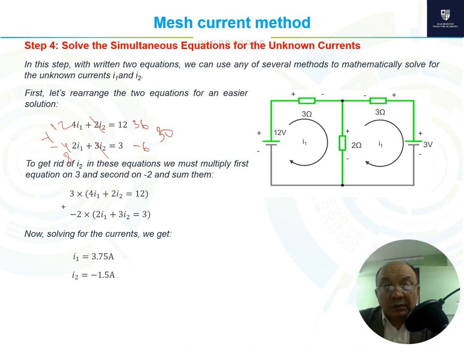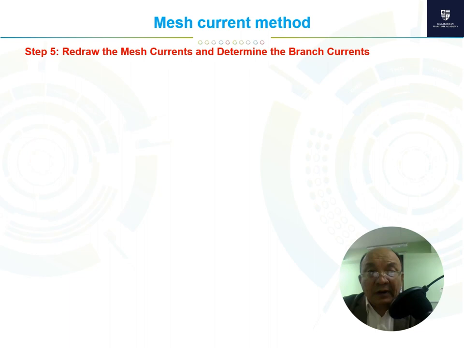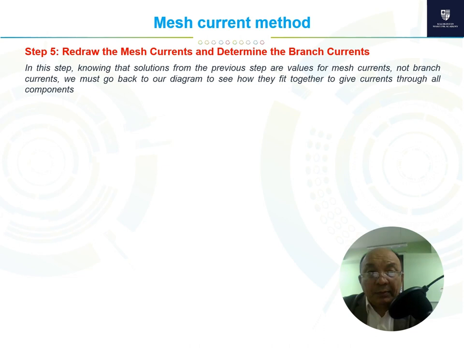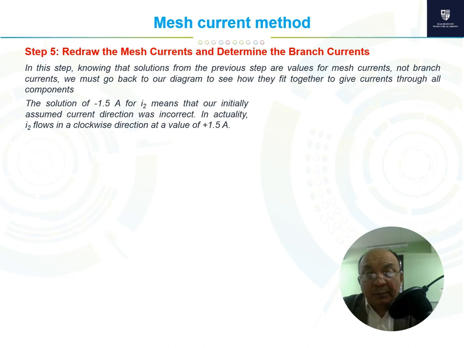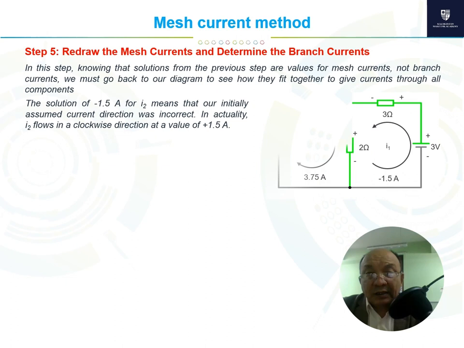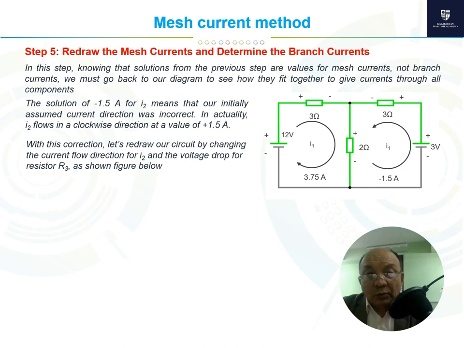Now, step 5: redraw the mesh currents and determine the branch currents. In this step, knowing that the solutions from the previous step are values for the mesh currents, not branch currents, we must go back to our diagram to see how they fit together to give currents through all components. The solution of minus 1.5 amperes for I2 means that our initially assumed current direction was incorrect. Actually, I2 flows in the clockwise direction at a value of plus 1.5 amperes.